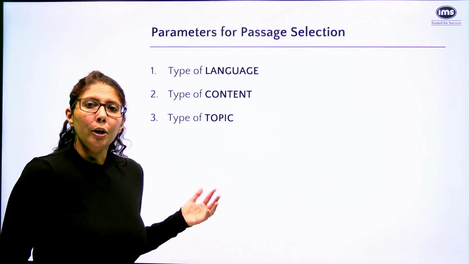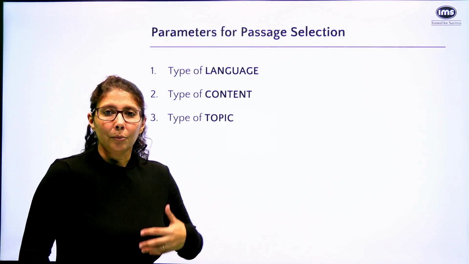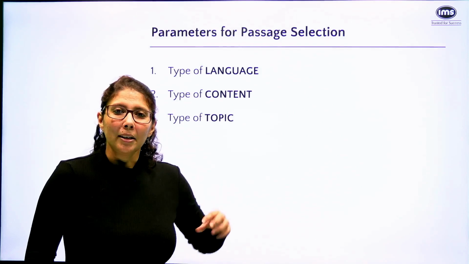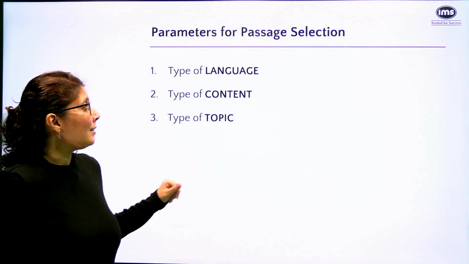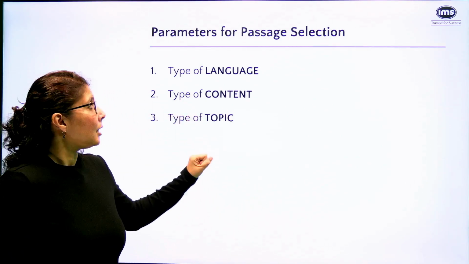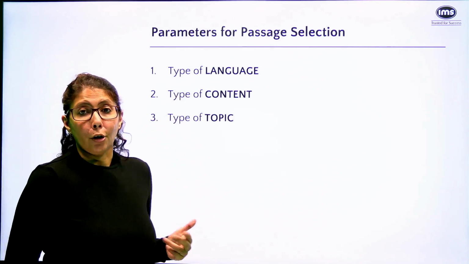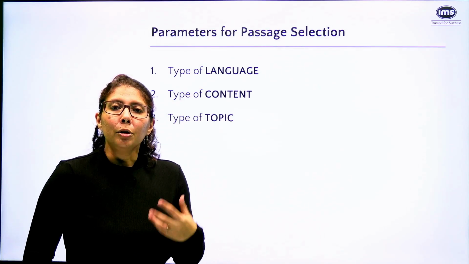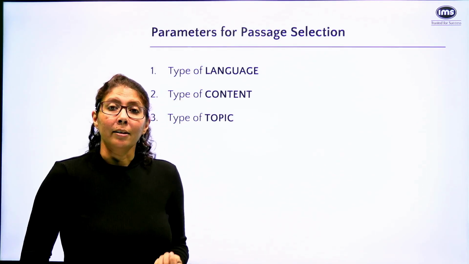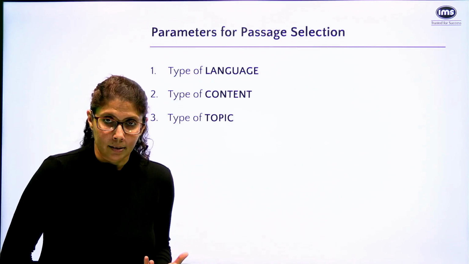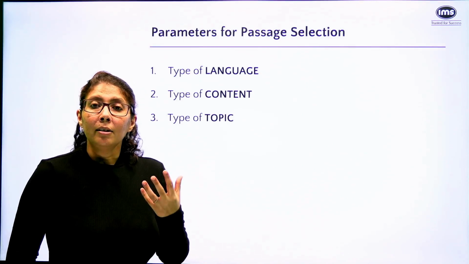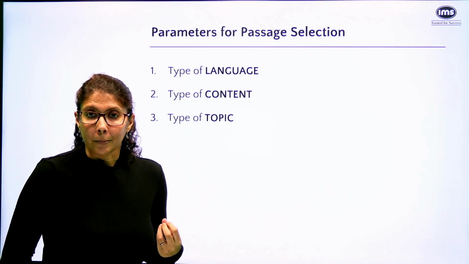So I'm not going to go into a lot of detail because this is something that we do for our IMS students. But for now, I will just say that passage selection typically depends on 3 criteria: language, content, and topic. The way to decide is to pick the passage that you can read the fastest. So language is a very important criterion.